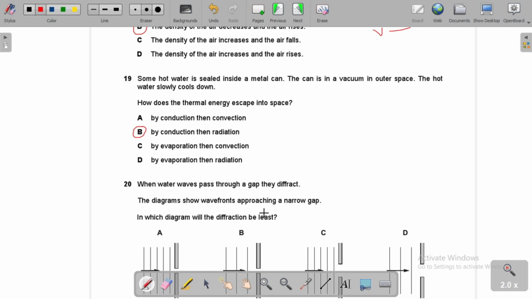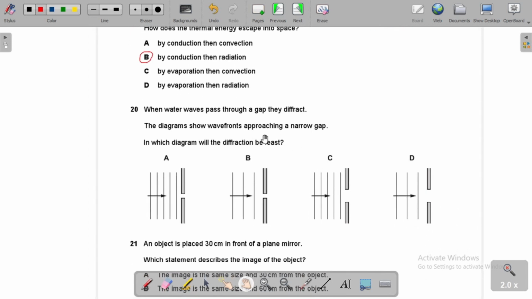The next question, when water waves pass through a gap, they diffract. The diagrams show wavefronts approaching a narrow gap. In which diagram will the diffraction be least? Let's look at the diagrams. Here the gap is smaller than the wavelength, so it curves around this place and diffraction still occurs. But here the gap is bigger than the wavelength. So the diffraction will be least where the gap is bigger than the wavelength. The answer is C.